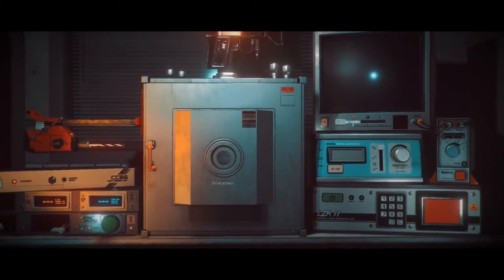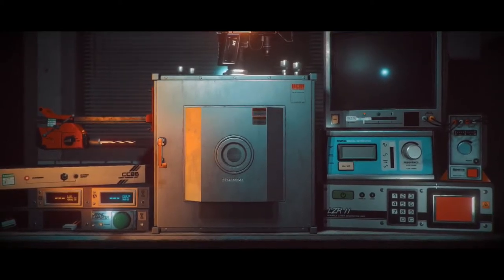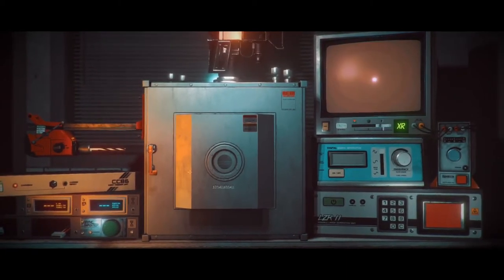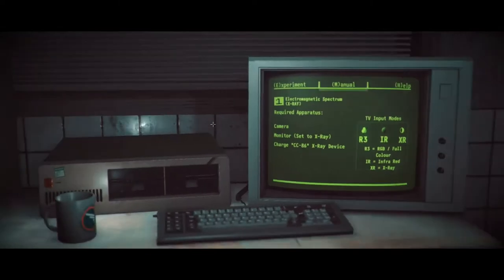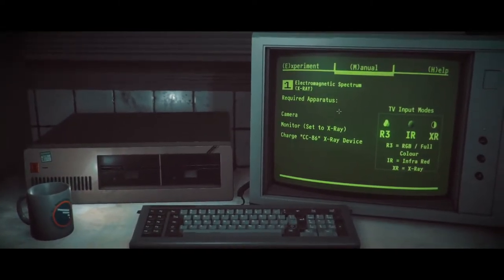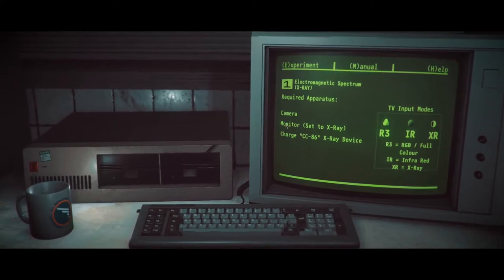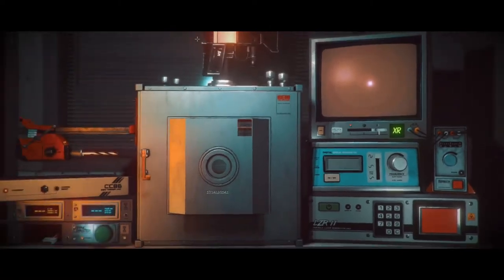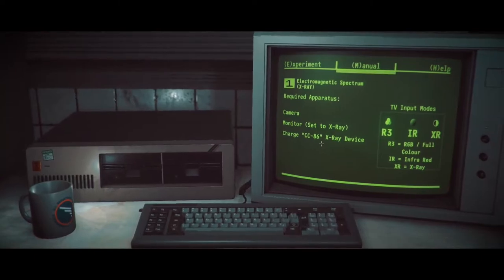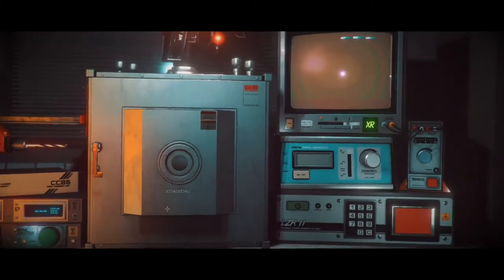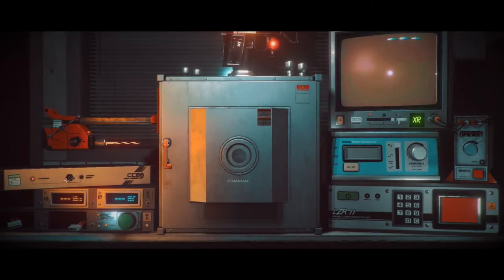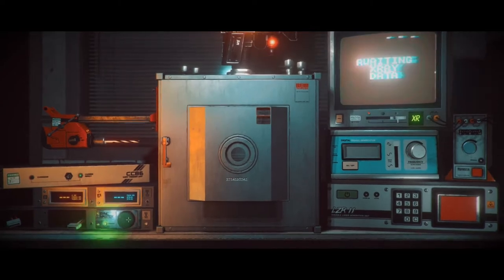So X-ray, where's that? Where's that thing? R3, IR, X-ray. Camera. Camera, I think, yeah, is up here. On. Charge CC86. Ah, that's this thing. Alrighty then.